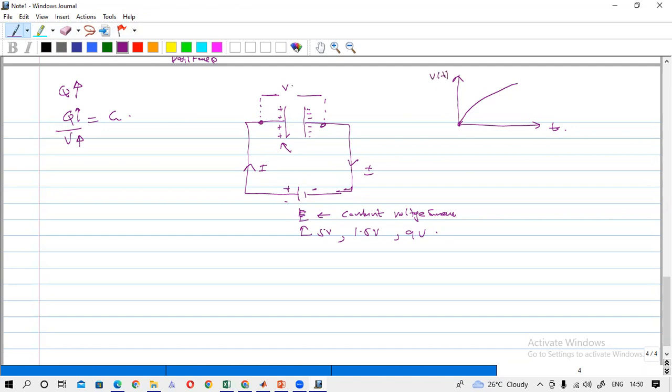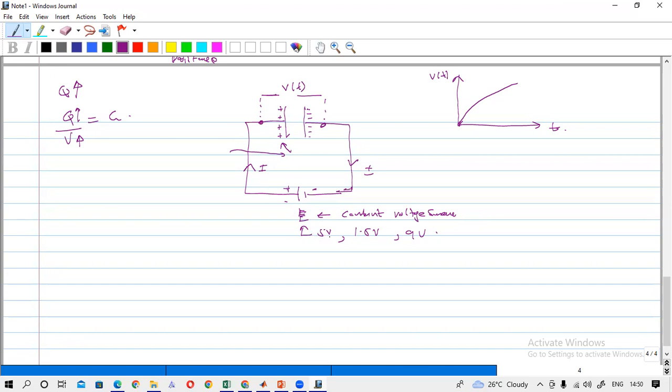So you can see that voltage is changing with time. Voltage is a function of time. Time is increasing, voltage is also increasing. When this capacitor gets its maximum charges, it will not charge again.